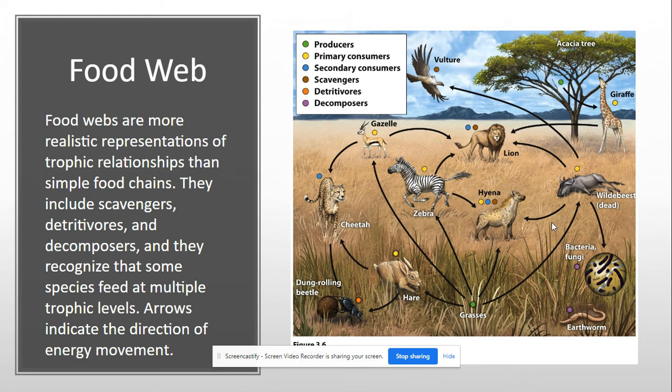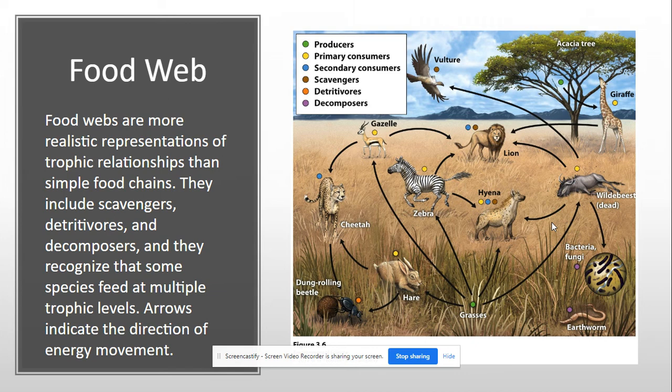And then lastly, this would be a food web. So now we have multiple interlocking food chains being depicted kind of all at once in this case. So we've got our producers, primary, secondary consumers. And actually, in this food web, we also have things known as detritivores, scavengers, and decomposers.